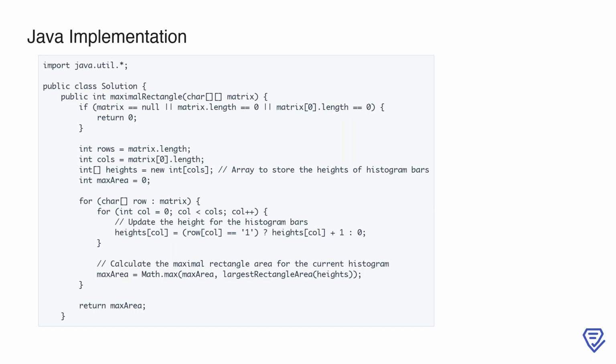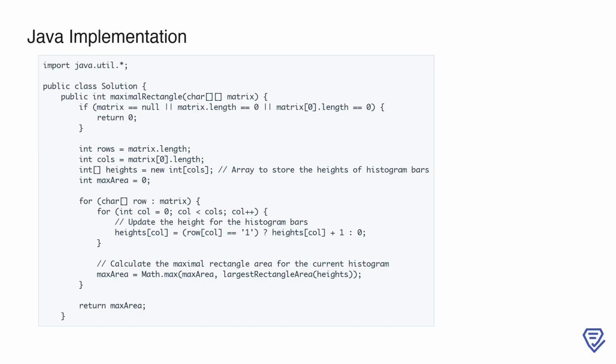Here, we start by defining a class named Solution with a method maximalRectangle that takes a 2D character array matrix as input. This matrix represents a grid of 1s and 0s. If the matrix is null or empty, we immediately return 0, as there's no rectangle to calculate. Next, we determine the number of rows and columns in the matrix and initialize an integer array heights to store the heights of histogram bars for each column. We also declare a variable max area to keep track of the largest rectangle area found so far.